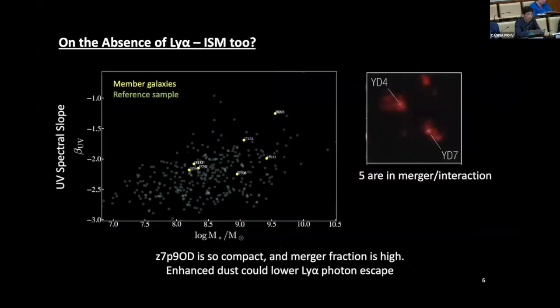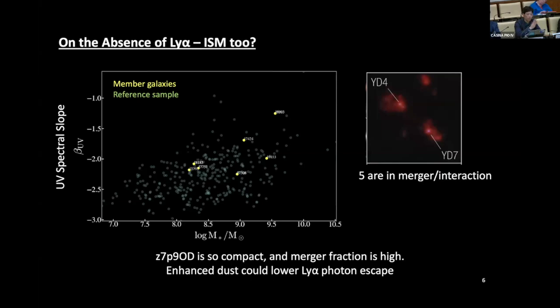I would like to add another possibility on top of the IGM. The ISM may also play a role in why we don't see Lyman alpha photons. As you see here on the right top, 5 of 7 galaxies are actually interacting and merging, and that's where we expect enhancement of dust. On the left panel, I show the UV spectral slope, the redder slope on top and the bluer slope on the bottom. And the 7 galaxies are located above the main sequence of the UV slope. So they are actually redder compared to the other reference samples at the same redshift.